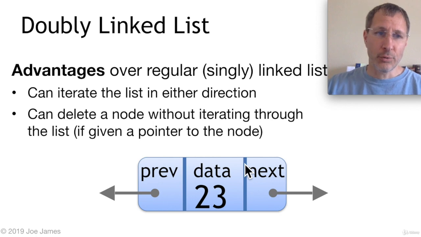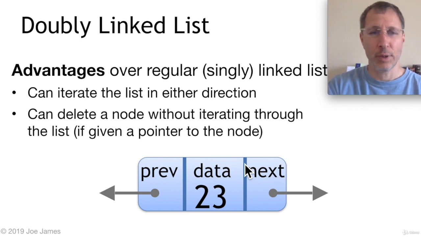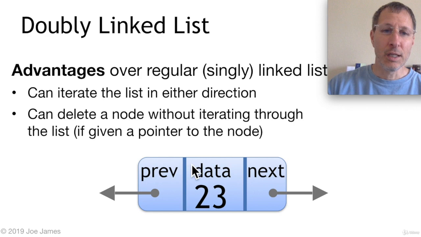And you can delete a node without iterating through the entire list. That is, if you have a pointer to that node, right? If you know where that node is that you want to delete and you don't have to iterate through the whole list to find it. Each node already stores its previous and next pointer, so you can get the nodes on either side of this node that we want to delete without having to iterate through the entire list, if you have a pointer to the node you want to delete.